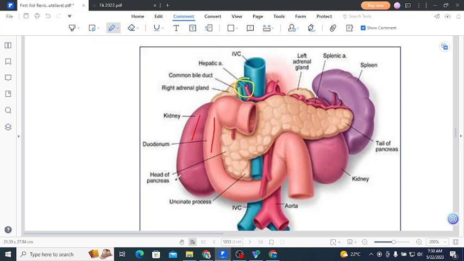Then this is the duodenum. The head of the pancreas is like this, and the uncinate process is the projection of the pancreas downwards. Behind the neck of the pancreas we have the inferior vena cava, superior mesenteric artery, and the portal vein. Okay, so this is the portal vein. This is not the inferior vena cava. Then here we have the aorta, the kidney, the tail of the pancreas, the spleen, the splenic artery, the left adrenal gland, and so on.